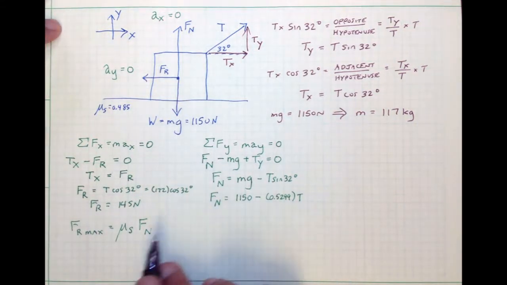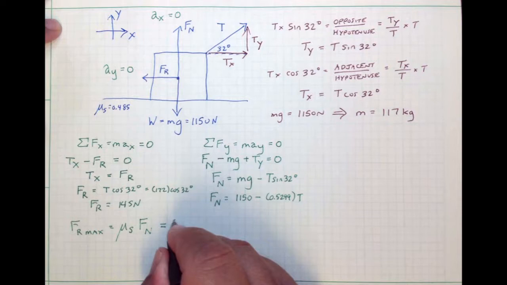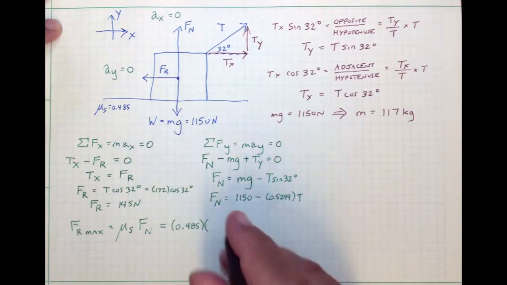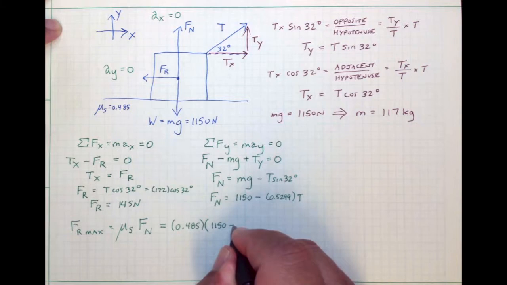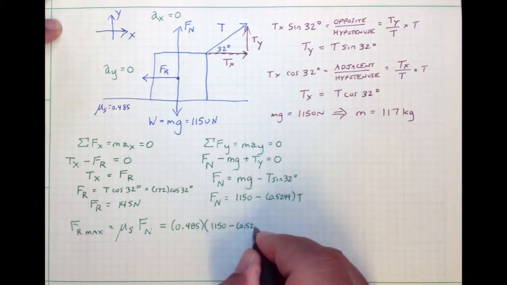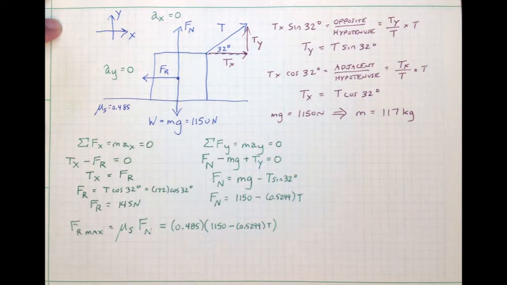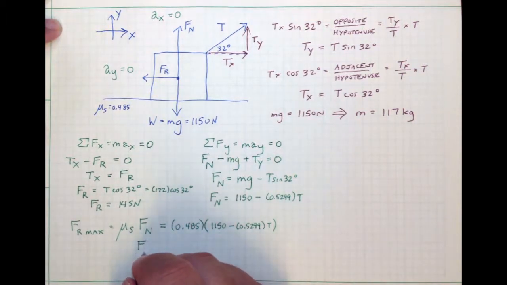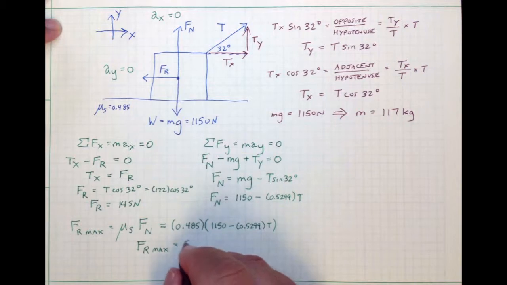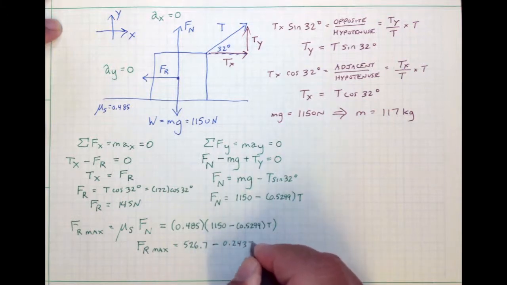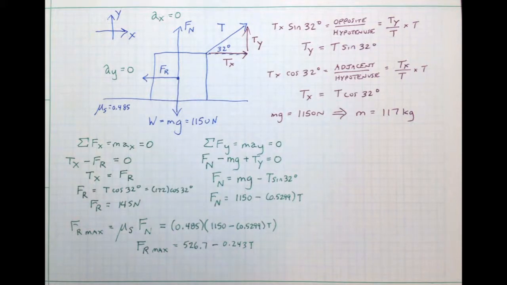Taking this normal force and putting it in here, that tells us the maximum static friction force is the static friction coefficient, 0.485, times this normal force, 1,150 newtons, the weight, minus 0.5299, that's the sine of 32, times T. Solving this, we see that this comes out to be 526.7 minus 0.243 times T. I'm leaving an extra significant figure in there to help us avoid rounding error.